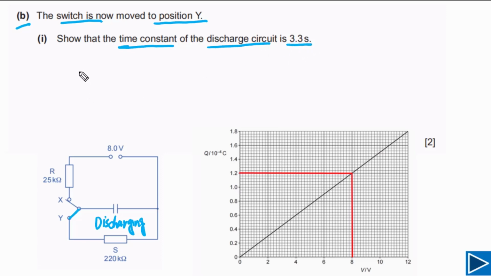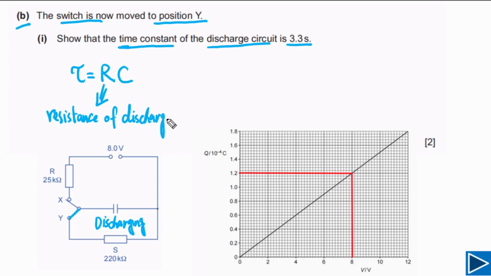So how can we calculate the time constant? For the time constant we use the letter tau, and this is equal to RC. And this R actually is very important. This is the resistance of the discharging circuit. Resistance of the discharge circuit. Very important point.